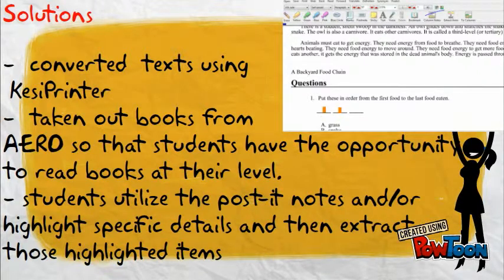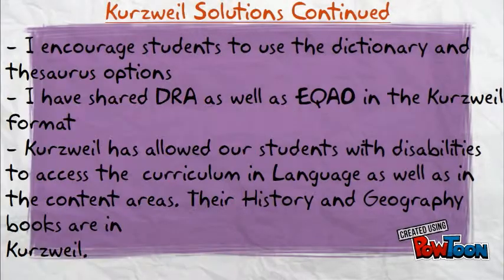I can convert text for students using Kurzweil Printer. I can also take out books from Aerow so that students have the opportunity to read books at their level. Students can also use it to add post-it notes and or highlight specific details and then extract those highlighted items. Kurzweil has even other amazing solutions.